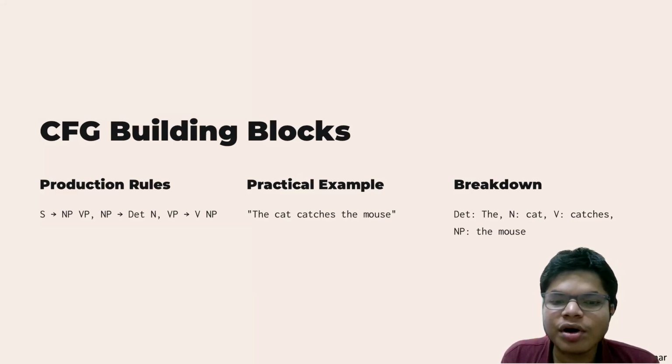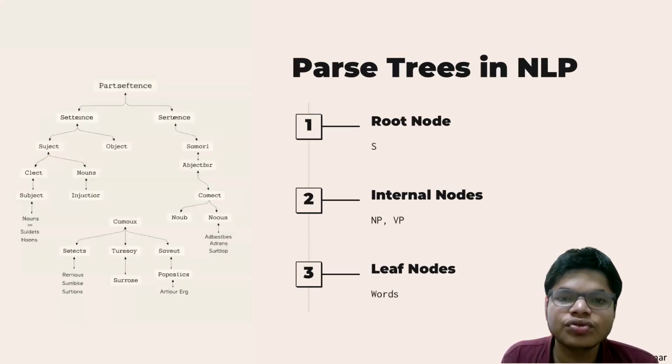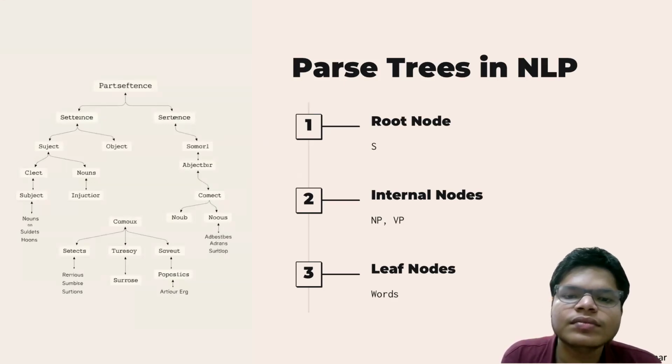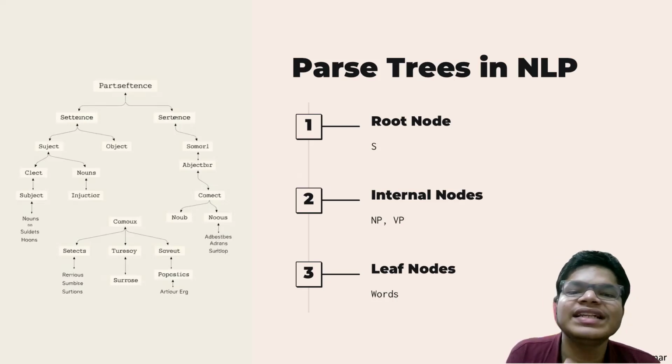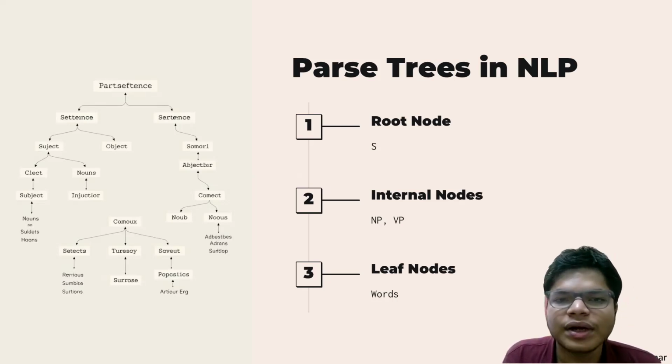So now let's talk about parse trees, which can be used to visually represent using tree diagrams. So parse trees are like maps that show how sentences are built. The top of the tree is S for the sentence. It branches out to other parts like noun phrase, verb phrase. At the bottom of the tree are the actual words, like the cat catches the mouse. Parse trees help computers see how words connect in a sentence. This makes it easier for them to understand the sentence meaning and respond accurately.